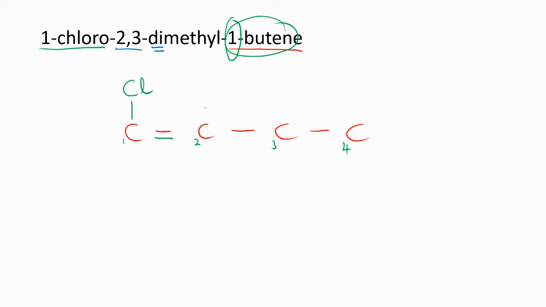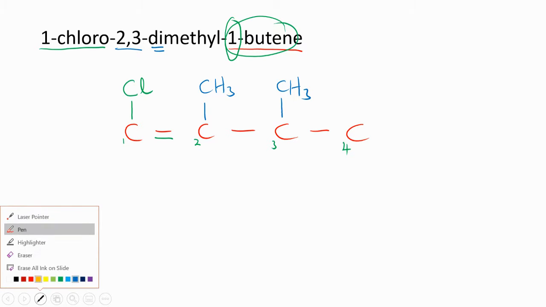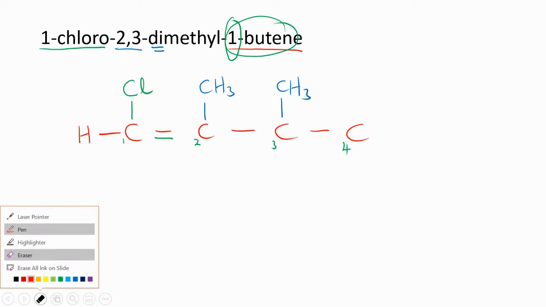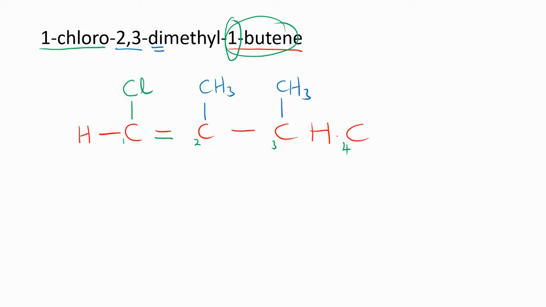2,3-dimethyl. Means that at carbon number 2 we have 1 methyl. At carbon number 3 we also have 1 methyl. Now we complete by drawing the hydrogen. So remember, each carbon has 4 bonds. You can draw hydrogen here, or you can just write down hydrogen here, and the last one will be CH3. Okay, now next one.